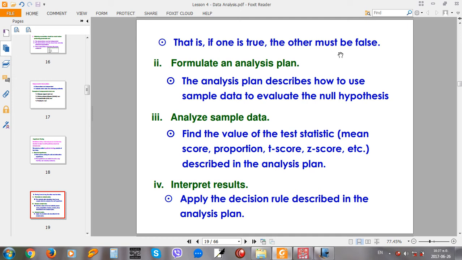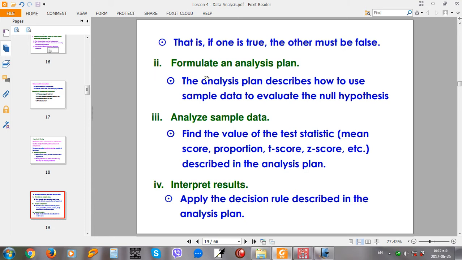Yes, that will happen in the experiments. If one says there is a significant difference and the other says there is no significant difference, and one is false, the other one must be true. That is the nature of the null hypothesis and the alternative hypothesis.